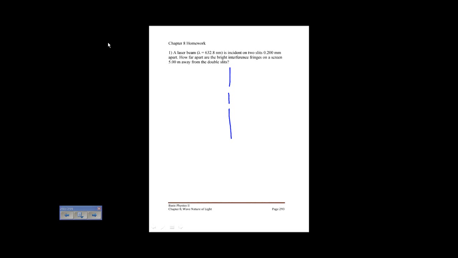We have a double slit. The distance between the slits is 0.2 millimeters. And then on a screen that is a distance 5 meters away, we have an interference pattern. It's asking me how far apart the interference fringes are. They're actually going to be spaced differently as you go out, but we'll just assume that we're talking about the distance between the 0th and the first fringe. So I want to know this distance, y.